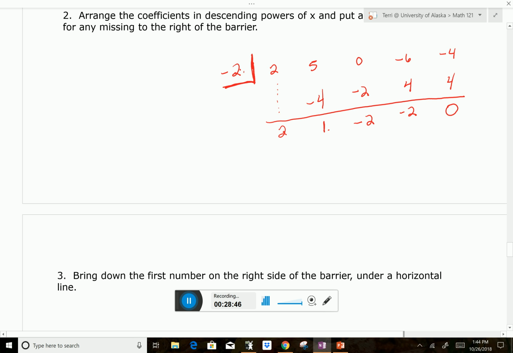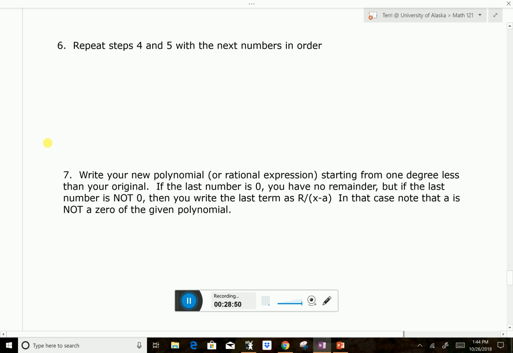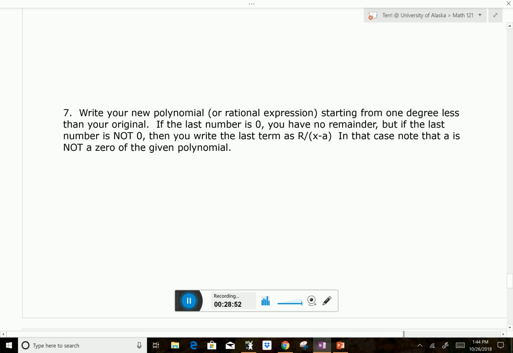Once we finish and get all the way through, write your new polynomial, starting from 1 degree less than your original. If the last number is 0, you have no remainder. But if the last number is not 0, then you write the last term as the remainder divided by x minus a. In that case, note that a is not a 0 of the given polynomial.